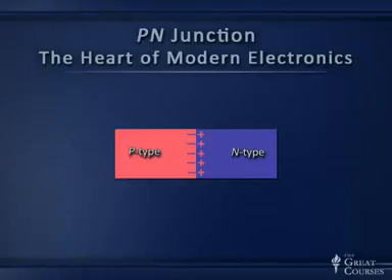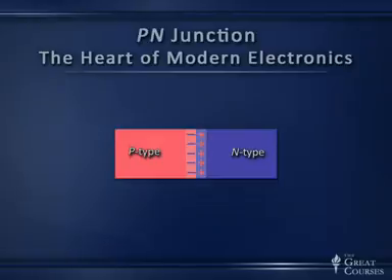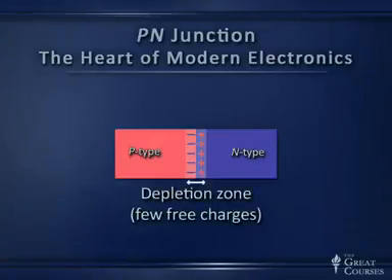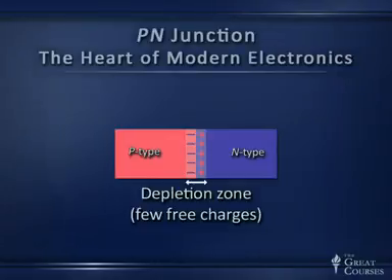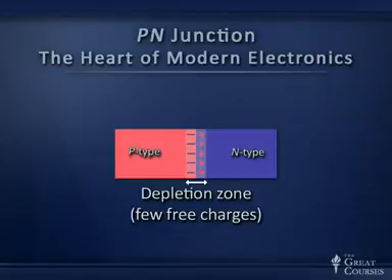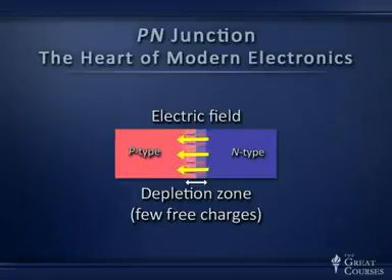And the result is we have positive on the right, negative on the left, and as a result, there is a zone where there are very few free charges because the positive holes combine with the negative electrons, the negative electrons combine with the positive holes on the left, and we have a region where there are very few free charges, and so we don't conduct electricity very easily. We also have a big electric field pointing from plus to minus. That's what a p-n junction looks like.